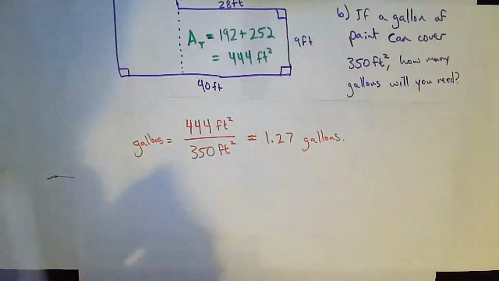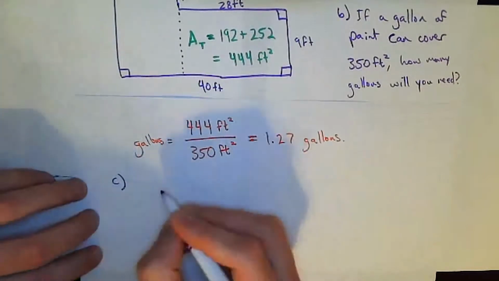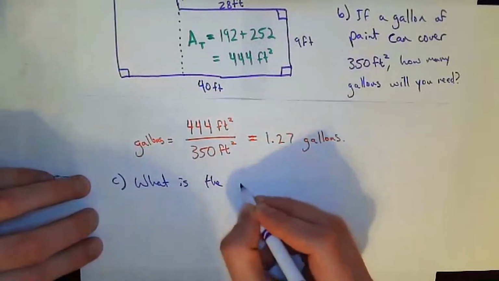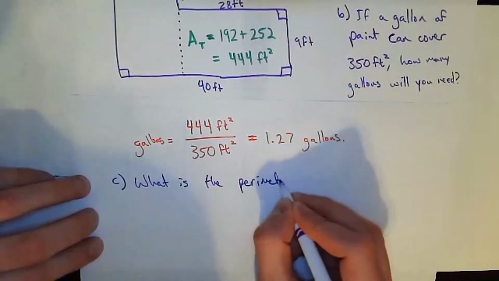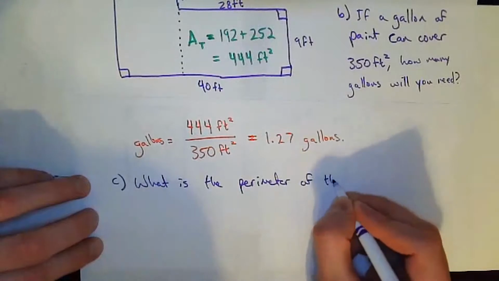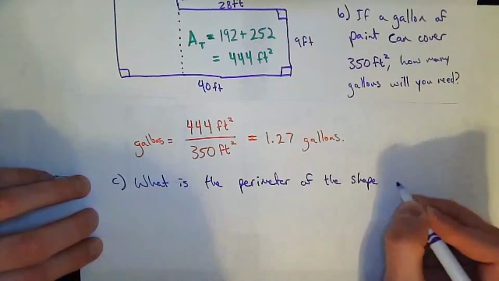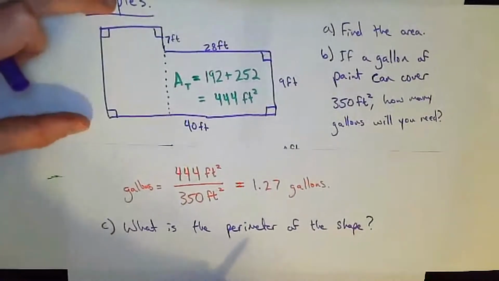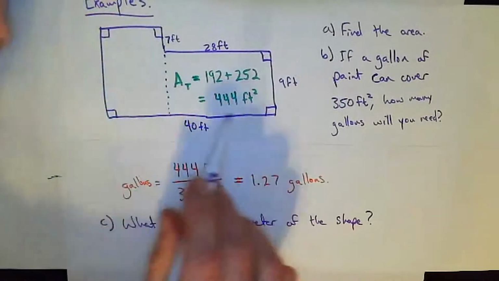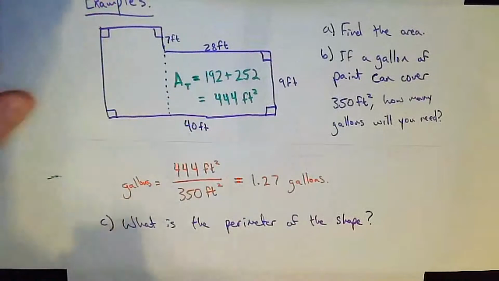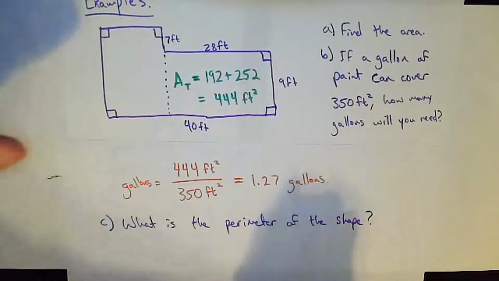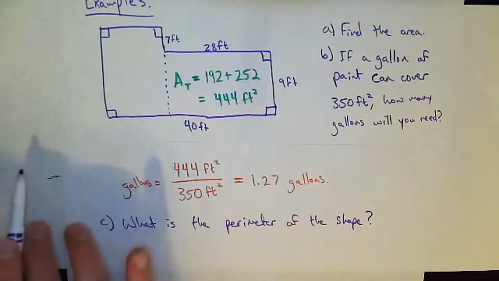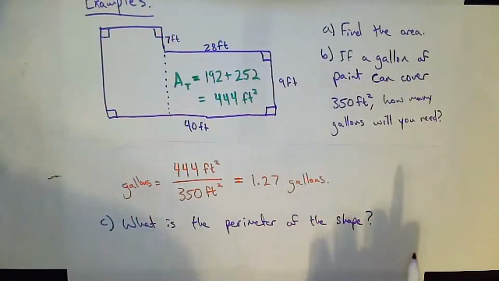As an extra bonus problem here, let's do, what is the perimeter of the shape? And what did I call this before? I called it a compound shape. It's a compound shape because it's built from simpler shapes, 2 rectangles. All right, anyways, what is the perimeter? Well, I would have to know all of these sides, right? But I do, right?